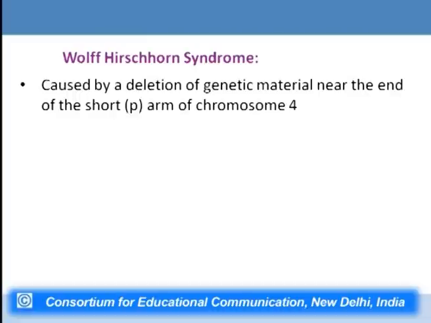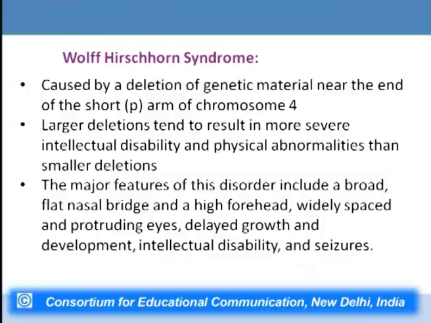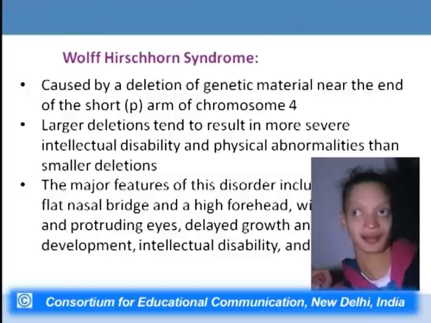Another is Wolf-Hirschhorn syndrome, which is caused by deletion of the short arm of chromosome number 4, and this results in a broad and flat nasal bridge and a high forehead, and intellectual disability, and individuals suffer from seizures also. This can be seen in an individual suffering from Wolf-Hirschhorn syndrome.